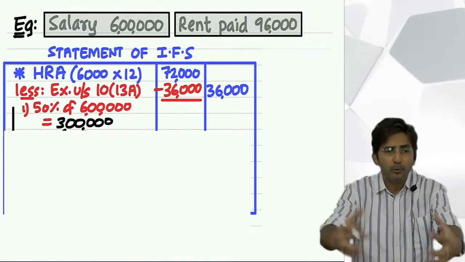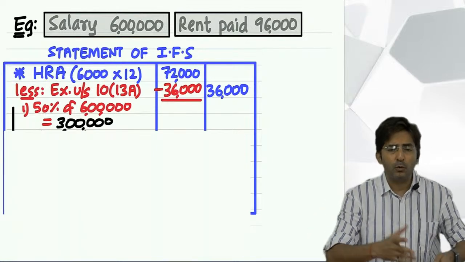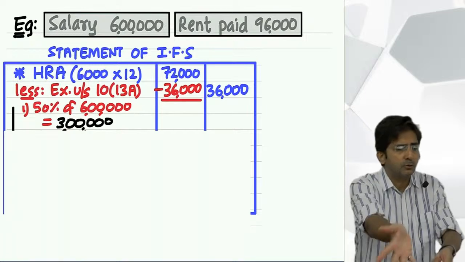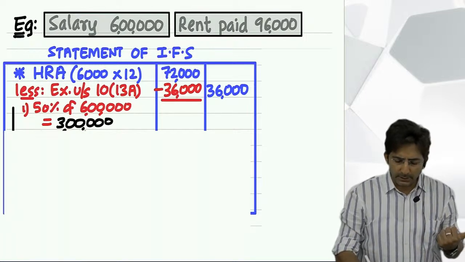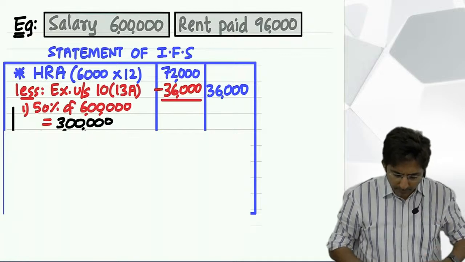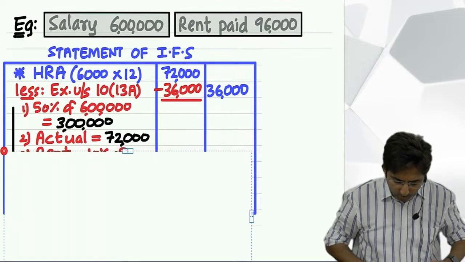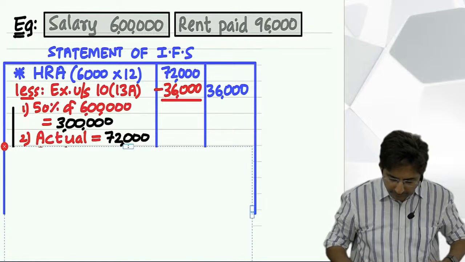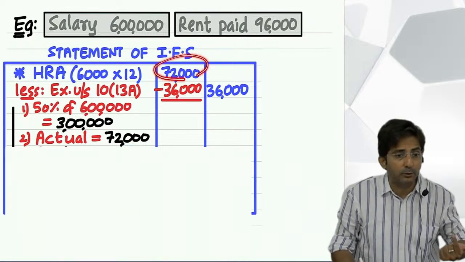Imagine you are an employee. If I ask you what is the amount you received from your boss, 6,000 only. 6,000 is the actual amount received. But that is per month, so into 12, 72,000. This is the same amount.